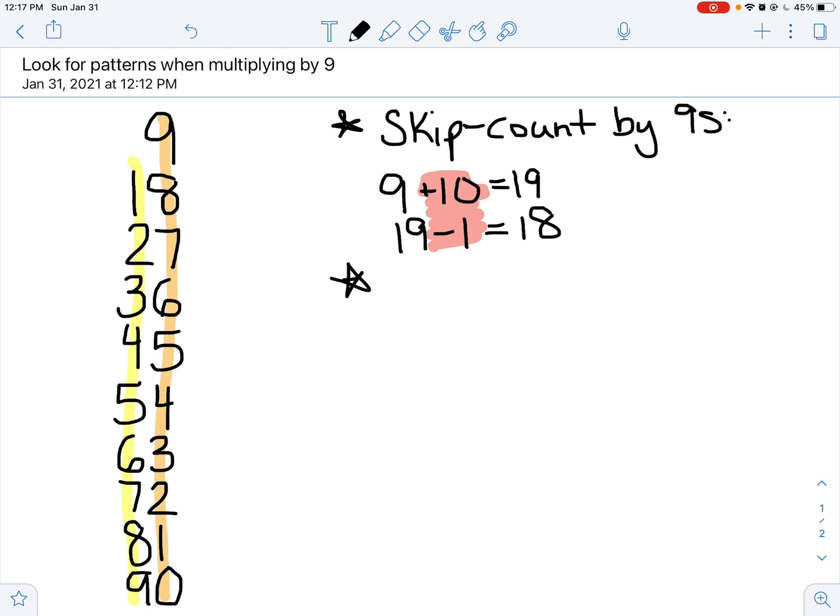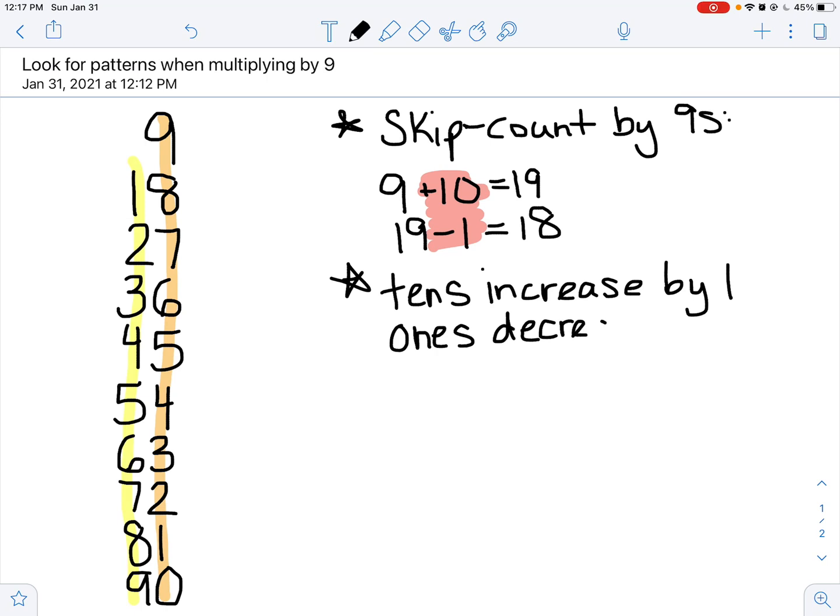So another little trick that we notice when we skip count by 9s is that our tens always increase by 1. And our ones decrease, that means they go down, by 1. Every single time. Isn't that really cool? So if you're skip counting and you're at 36 and you're going, I wonder what's next, you can just look at your tens, add a 10, look at your ones, take away a 1. And you know the next one is 45. Isn't that a really neat trick?